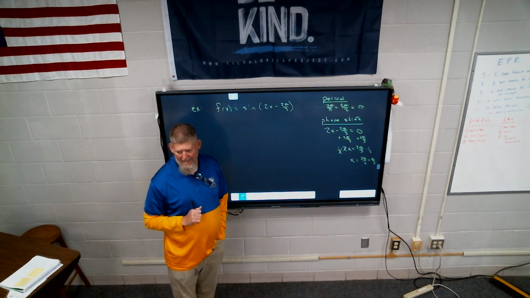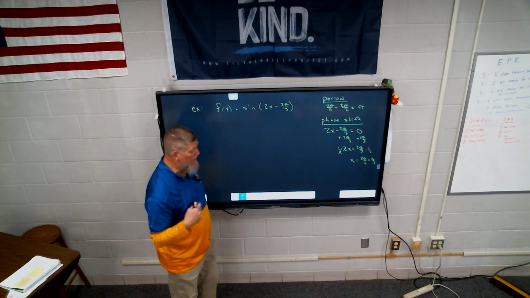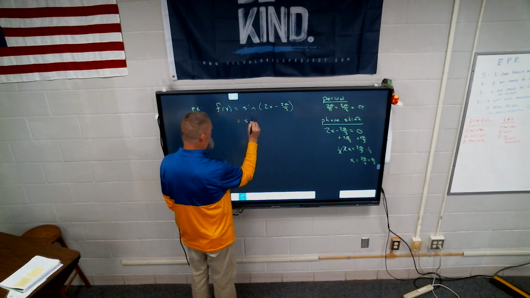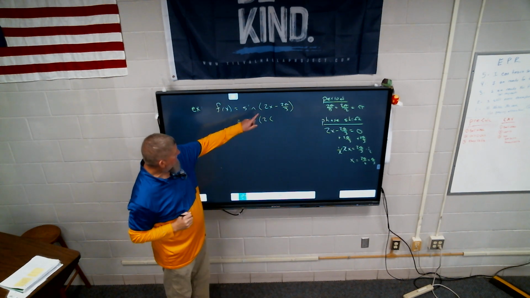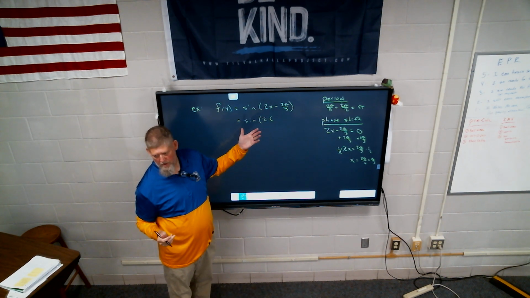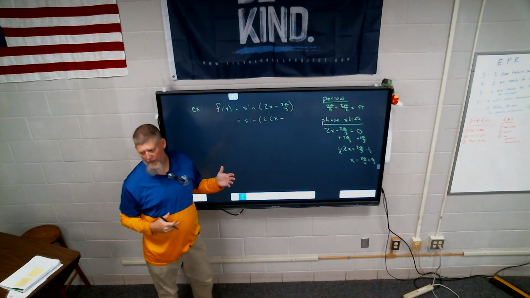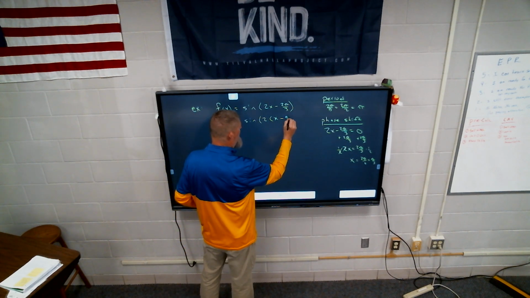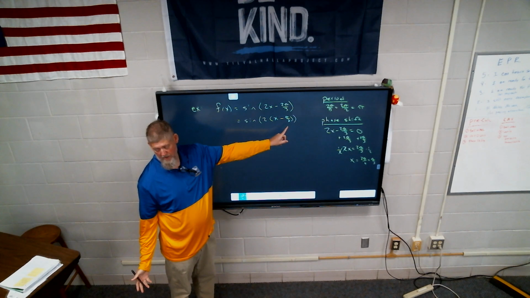Now, let me show you how that relates back to the equation I just gave you. Let's take this inside the parentheses and let's factor out a 2. If I take a 2 out of 2x, what am I left with? X. Minus, if I take a 2 out of 2 pi over 3, what do I get? Pi over 3. So I could factor and find the phase shift that way.